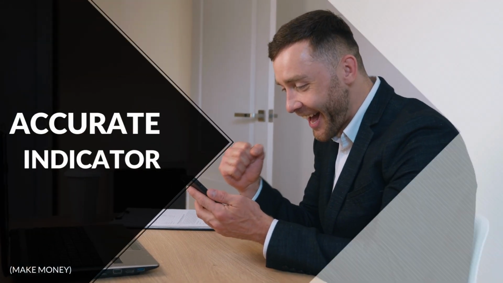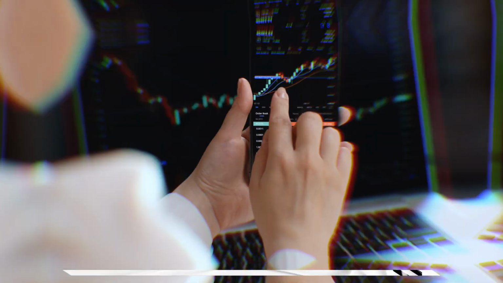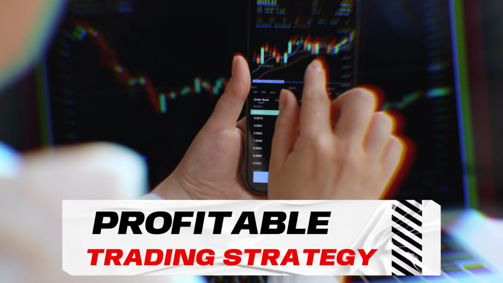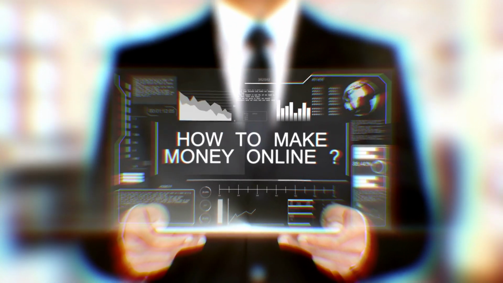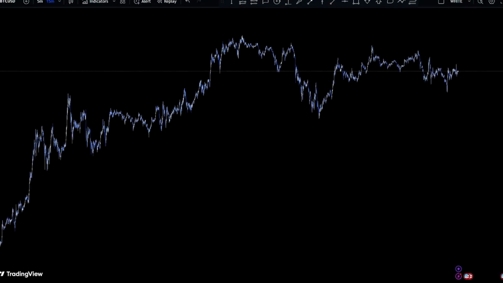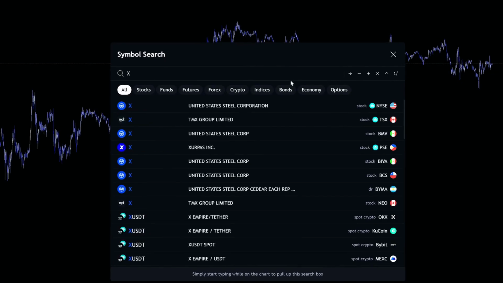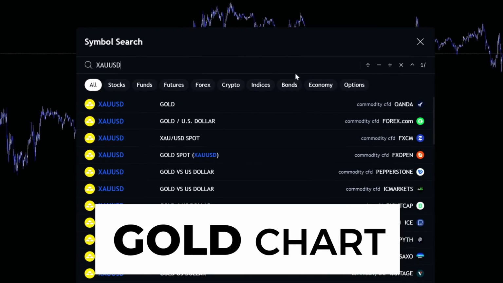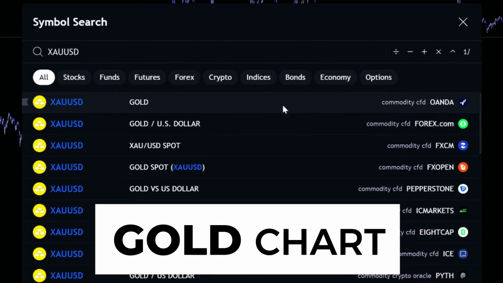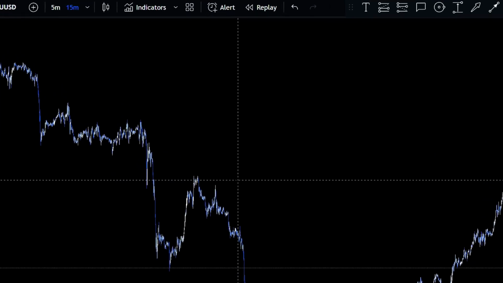Imagine having an indicator that not only shows you the trend but also reveals a profitable trading strategy that even beginners can use to trade and make money. So let's dive into this and open up a gold chart. We'll select the 15-minute time frame.